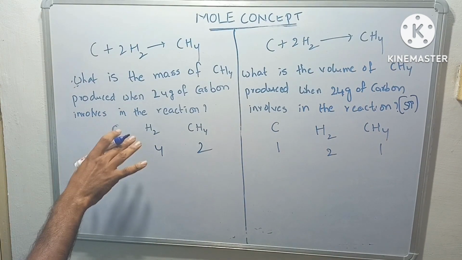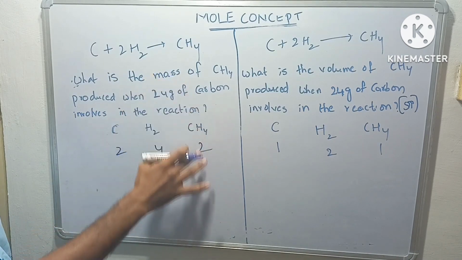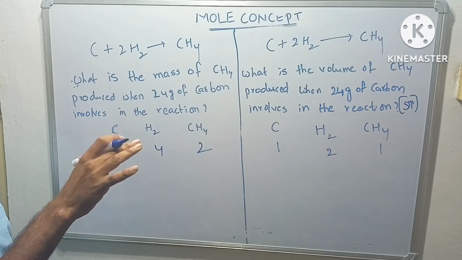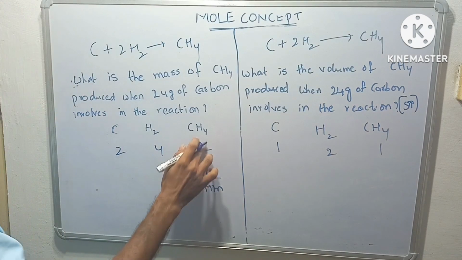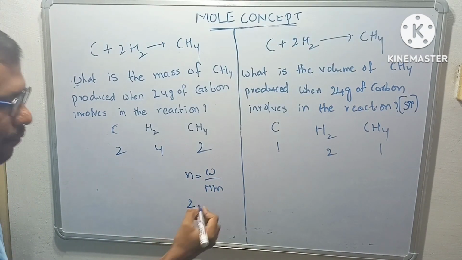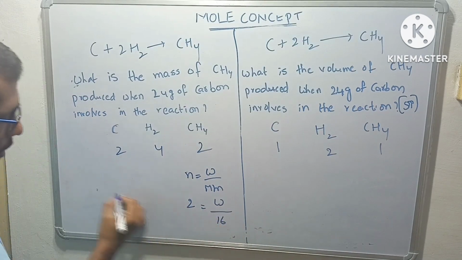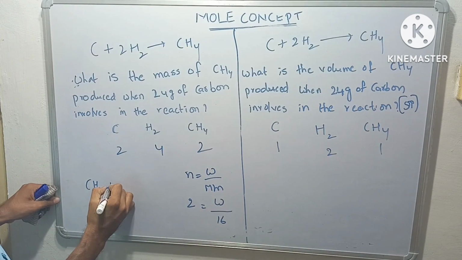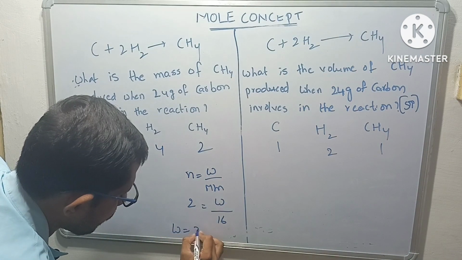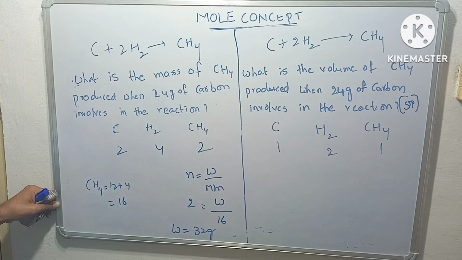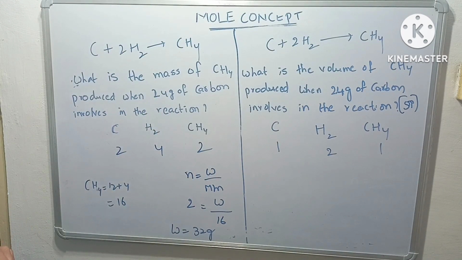What do we need? We need to calculate the mass of the methane. So we have moles; we need to calculate the mass of the methane. What is the formula to convert the moles to mass? Again, moles equal to weight by molar mass. Here moles of the methane is 2, right? Weight we need to calculate. The molar mass of methane is 16, right? How is it 16? CH4: carbon mass is 12, hydrogen mass is 4. So it is 16. So weight is 32 grams. So this is the mass of the methane when 24 grams of carbon is involved in the reaction.